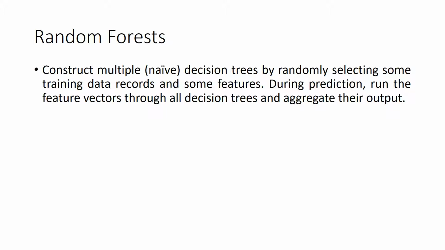Okay. So let's say you are creating 100 trees. For each tree you will select a random set of records and a random set of features, and then you'll construct the tree from there. So you may end up having a forest of 100 trees. During the prediction, you will run the feature vectors through all the decision trees and aggregate their output.